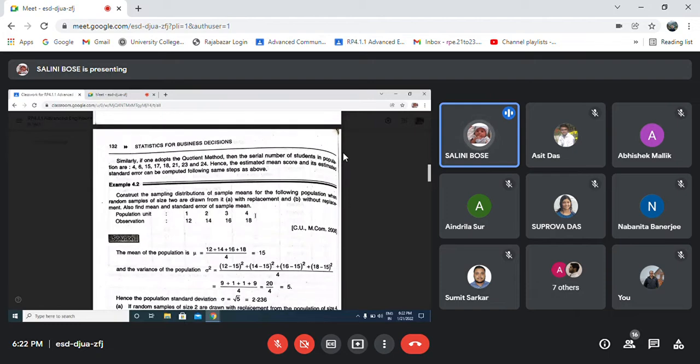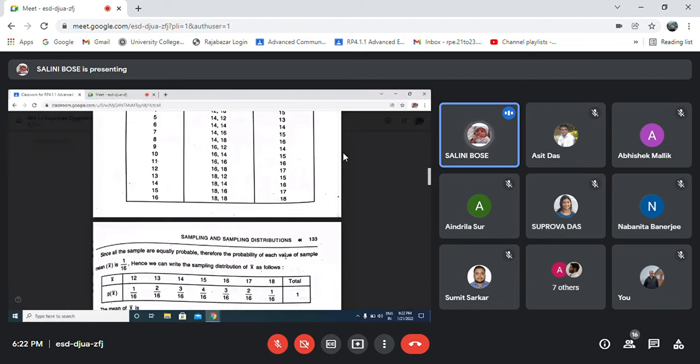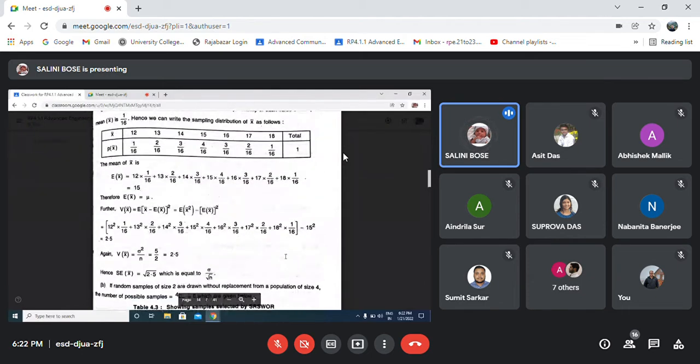Our formula for this: we are doing with replacement. So using with replacement, we know the formula is standard error of sample mean is root over sigma square by n, root over variance. What is the formula of variance? Variance is sigma square by n. Before doing it with the population, we will do it with the sample. So variance of x bar, this is the formula.